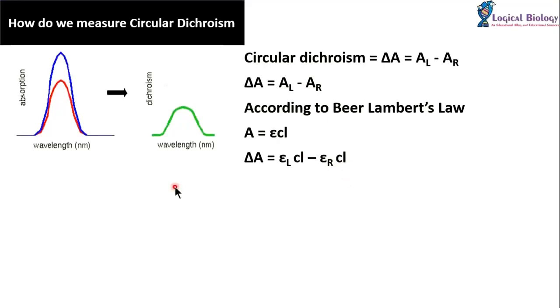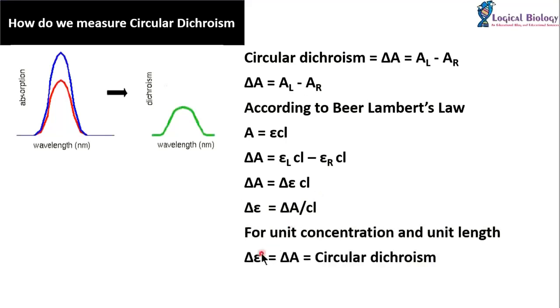Now in the next step, the CL part will be common, and I can write epsilon L minus epsilon R is equal to delta epsilon. So delta A is equal to delta epsilon C into L, where C is the concentration and L is the path length. Now if the concentration is 1 molar and the path length is also unity, meaning 1, then delta A will become equal to delta epsilon, that is circular dichroism.